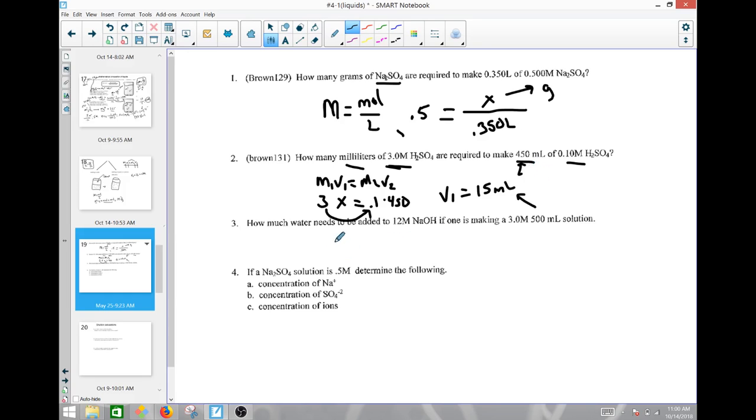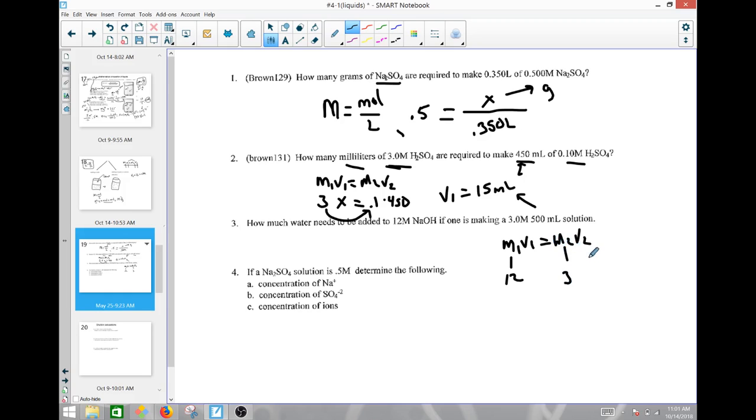How much water needs to be added to a 12 molar NaOH if one is making this concentration of that? Okay, so let's do this. M1V1 equals M2V2. M1 is 12. V1 is, well, I don't know V1. M2 is 3.